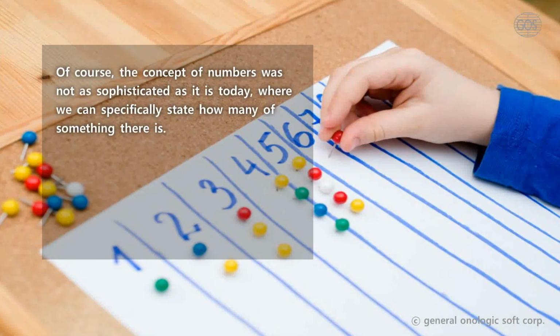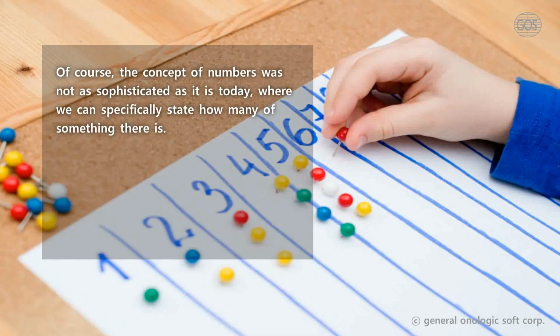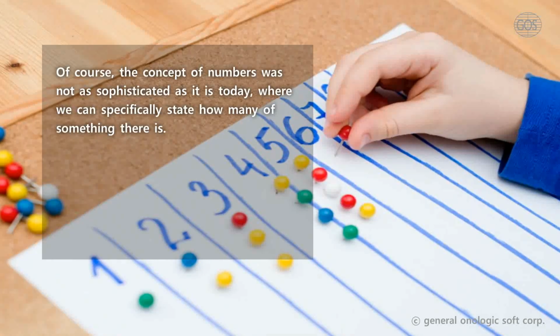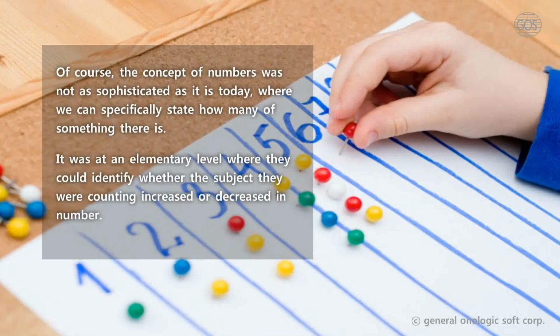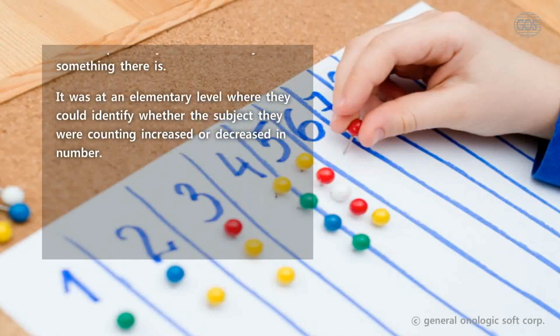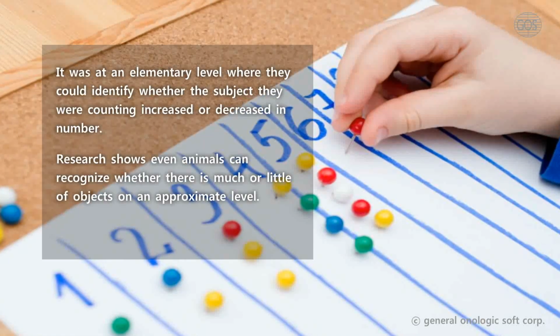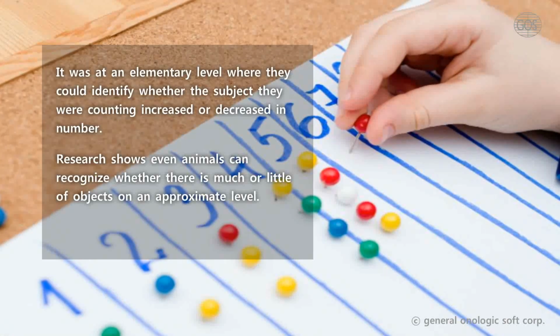Of course, the concept of numbers was not as sophisticated as it is today, where we can specifically state how many of something there is. It was at an elementary level where they could identify whether the subject they were counting increased or decreased in number. Research shows even animals can recognize whether there is much or little of objects on an approximate level.